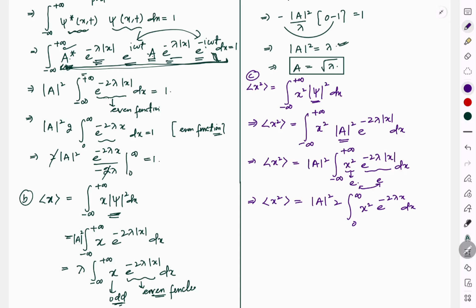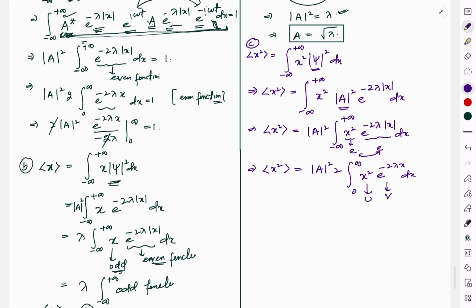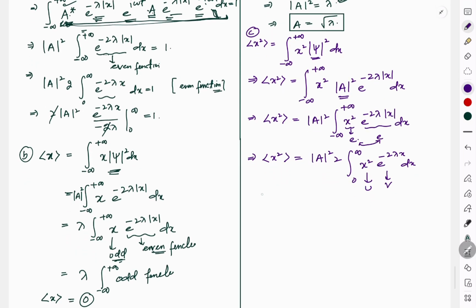Now we have to do integration by parts. This is the u function and this is the v function. I don't know how you do integration by parts, but I'm going to tell you a very easy method to solve any integration by parts. You have to write u and then v, but remember u is x square, and v is not this function but rather its integral, the integral of e to the power minus 2 lambda x. So you'll get it.